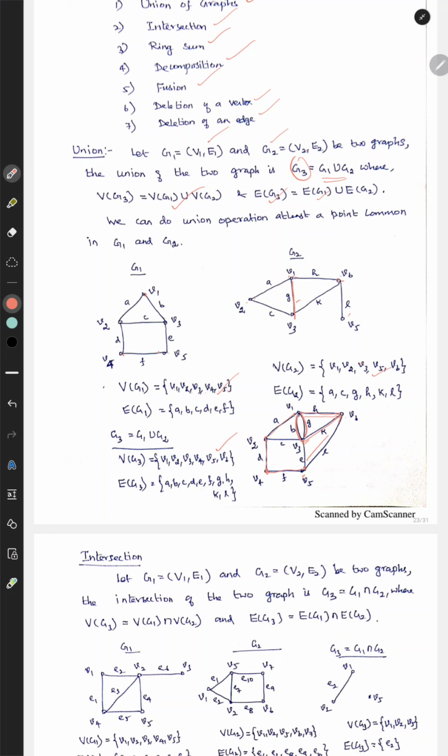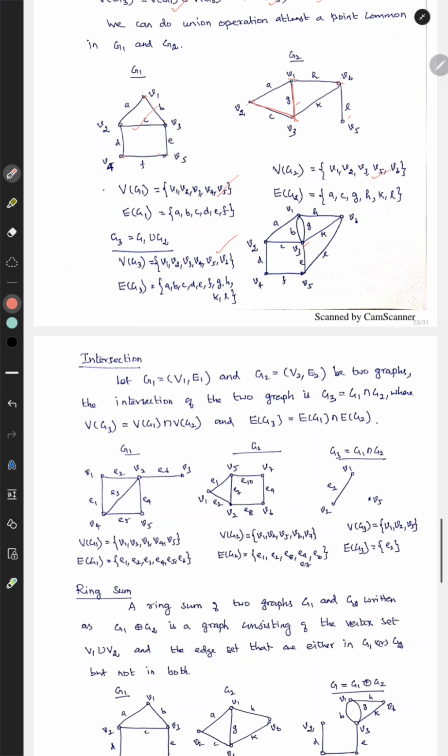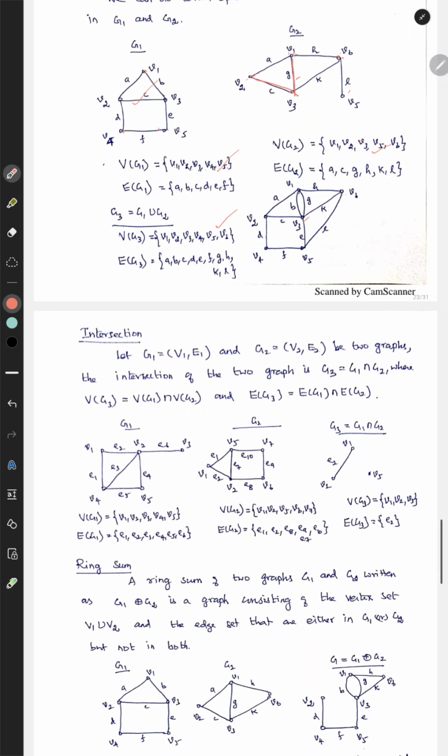So all these edges present in either of the graphs you have been given are included. Now V2 to V3 you have an edge here in G1, and the same edge is there in G2 also, so you have only a single edge. So this way we will be forming the union of the graphs. Now what do you mean by intersection? The graph obtained by taking the intersection of the vertex sets and the intersection of the edge sets will be the intersection of two graphs.